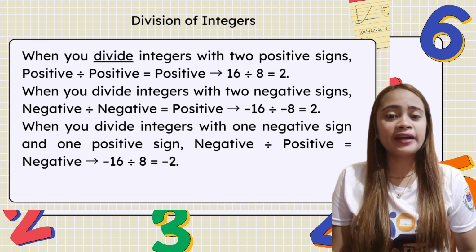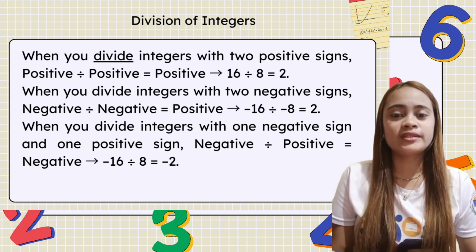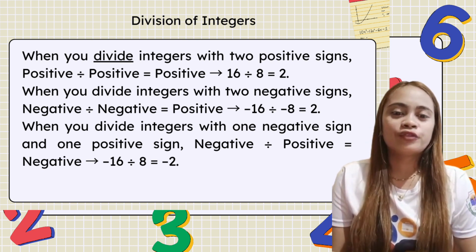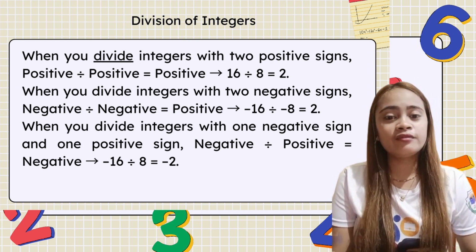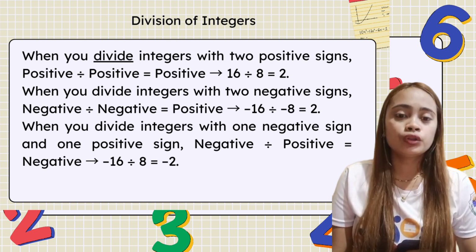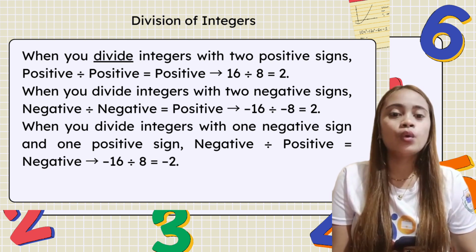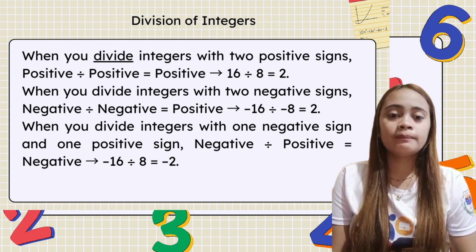So, when you divide integers with two positive signs, of course, the result will be positive. For example, 16 divided by 8 is equal to 2. Kasi nga, both sila pareha ng positive signs, so that the result will be positive.